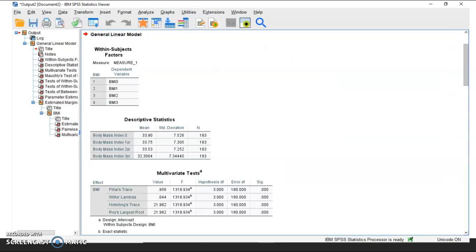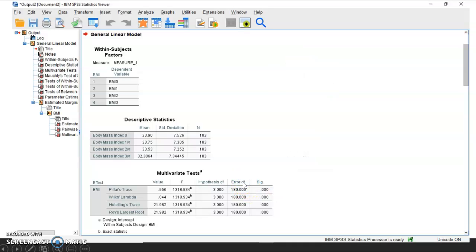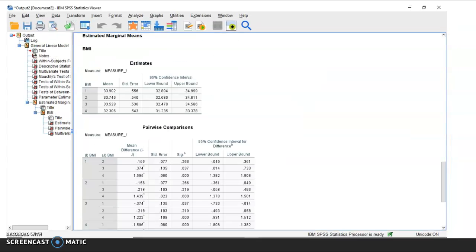And then if we go back and look at our descriptive statistics and our mean body mass index, even just looking at that, and we could chart that, we would probably be able to see that there is a difference in year 3 compared to the other 3 times. So that is all. I believe I covered everything.